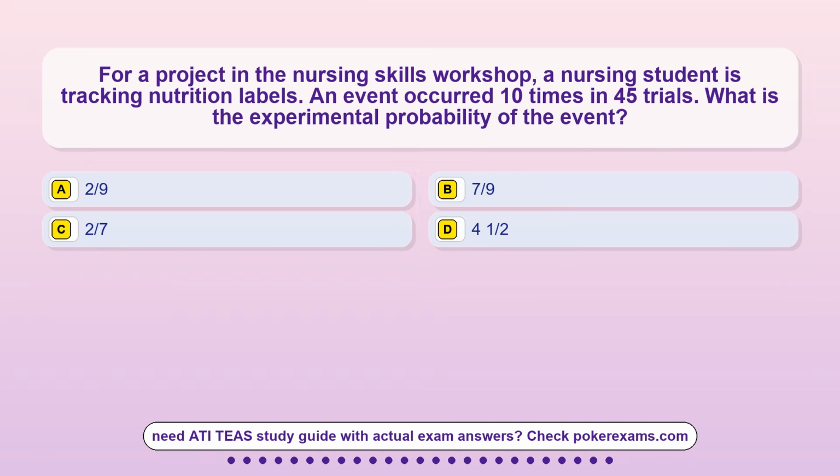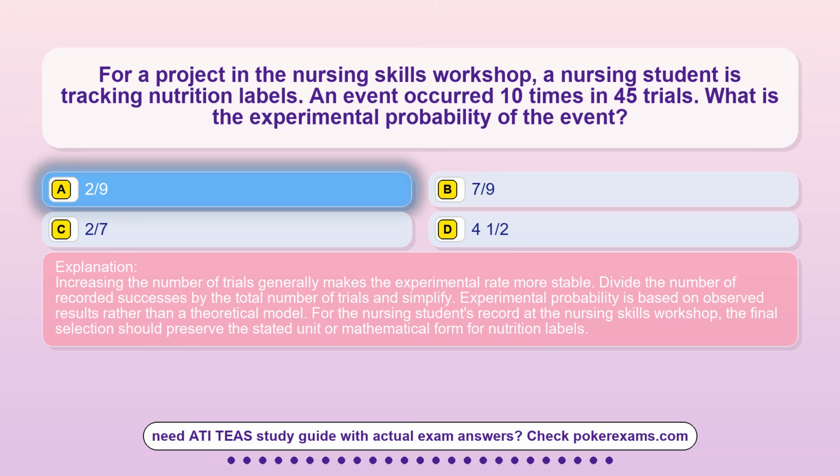Question 6. For a project in the Nursing Skills Workshop, a nursing student is tracking nutrition labels. An event occurred 10 times in 45 trials. What is the experimental probability of the event? Option A 2/9, Option B 7/9, Option C 2/7, Option D 4.5. The correct answer is Option A 2/9.